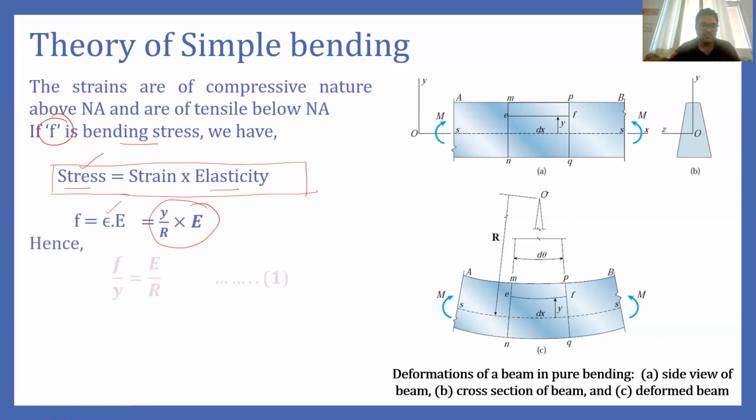We can further solve this, and ultimately we get an equation which is F by y is equal to E by R. So now you know that half of the bending equation is derived, which is in terms of stress, Young's modulus of elasticity, radius of curvature, and the distance from the neutral axis to the fiber where we are supposed to find out the bending stress or the strain. So till now we have derived half of the equation. Now we will move to another step to derive the next half of the equation.